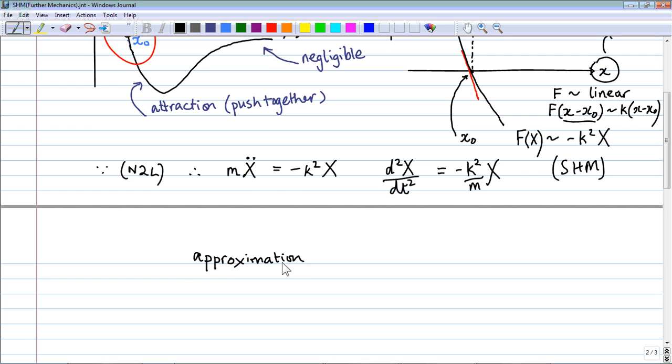So some of the questions on the exam are direct, simple SHM questions. Other questions are about how we can make approximations to the motion of a particle using this SHM model.